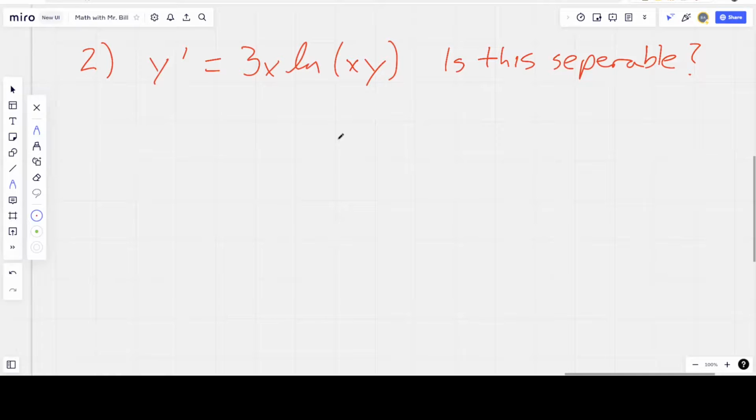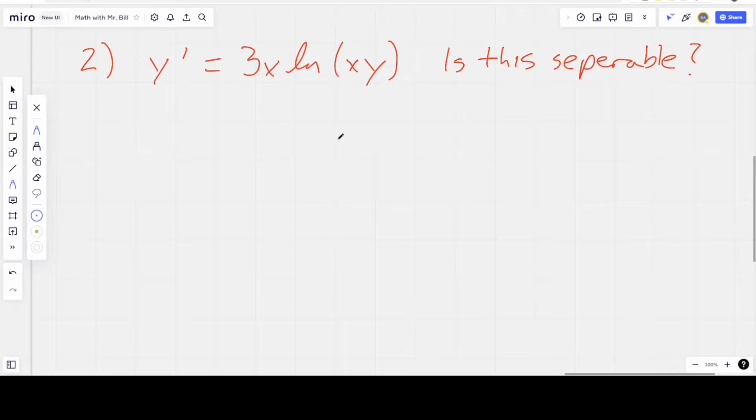Today we are working through a series of questions from a midterm to help one of my students review for an upcoming final. This comes from the second midterm, problem number 2. We're given a differential equation: y prime is equal to 3x times the natural log of xy, and we're asked, is this separable?